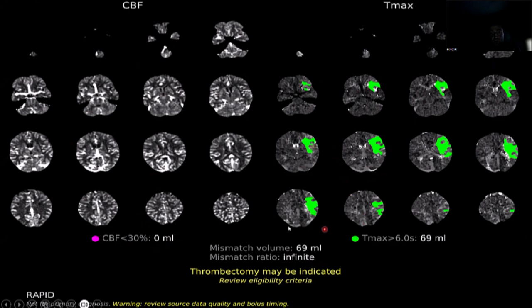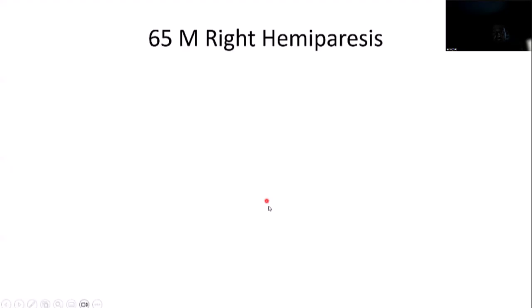This has a big enough area of at-risk tissue that it's definitely worthwhile going in to try to save. There's no infarct core. These are the patients that sometimes will wake up after their thrombectomy and be completely back to normal.